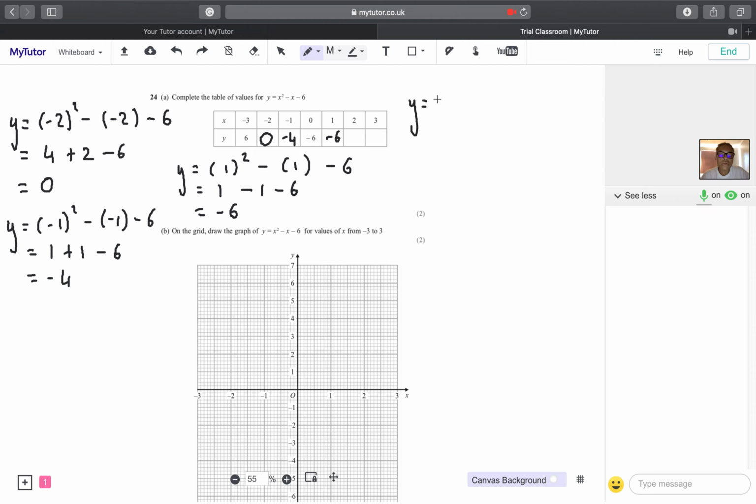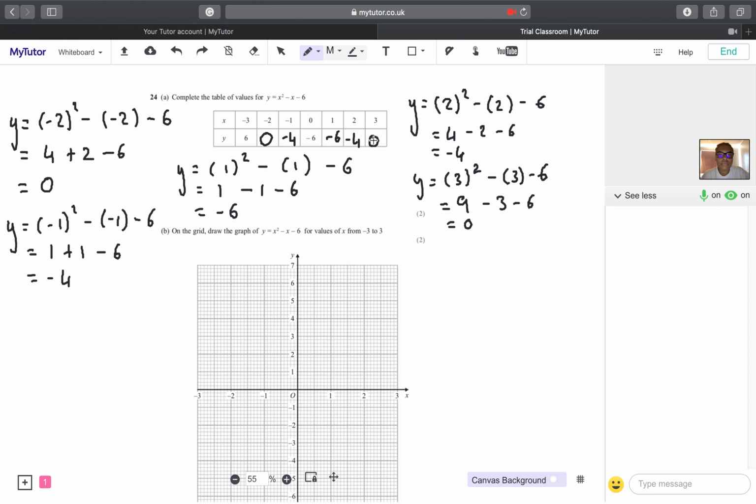Then we have when x is 2. So 2 squared is 4, minus 2, minus 6 gives us minus 4. And then finally when x is 3, we've got 3 squared, which is 9, minus 3, minus 6, which gives us 0.